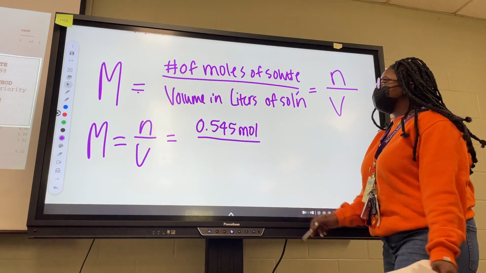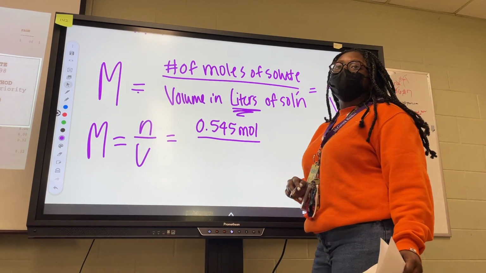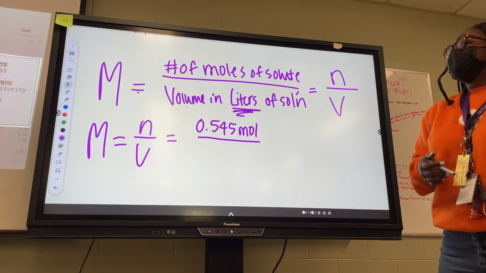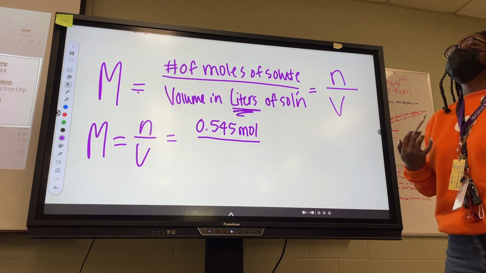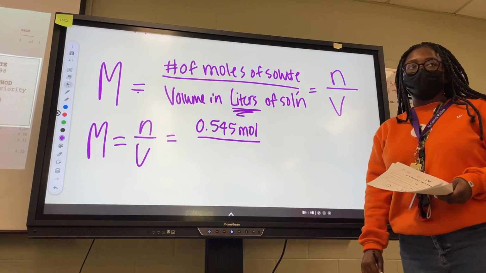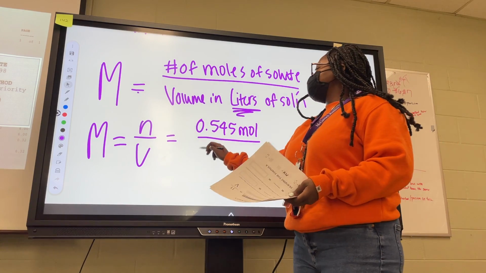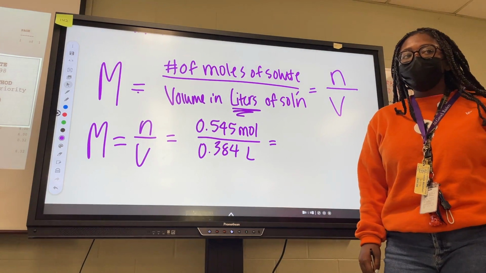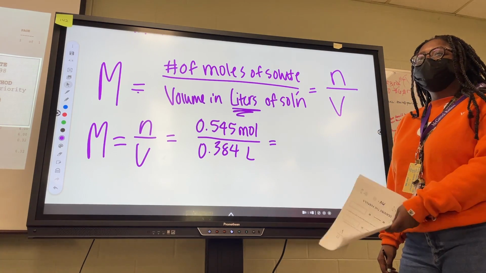Now my volume has to be in liters. What unit does it have to be in? Liters. Can it be in milliliters? No. It has to be in what? Liters. Thank you. How many liters are in my solution? 0.384. How did you know that? It said it literally. Now what do you think I need to do?